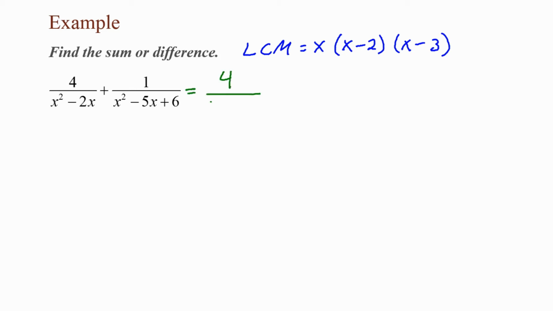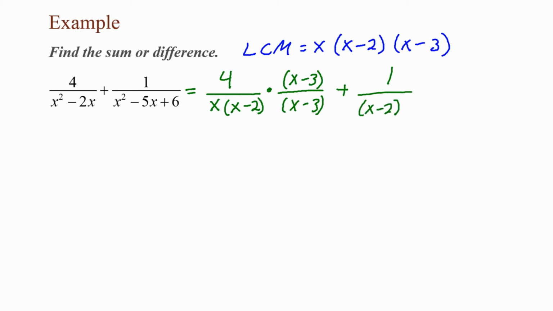Looking at 4 over x times x minus 2, I want to multiply that by something that's going to give me x, x minus 2, and x minus 3 in my denominator. Since I already have the x and the x minus 2, all I'm lacking is the x minus 3. So I want to multiply top and bottom by x minus 3. For my second fraction, 1 over x minus 2 times x minus 3, I need to multiply this by something that will give me x times x minus 2 times x minus 3. So the only thing I'm lacking here is x, so I want to multiply it by x over x.